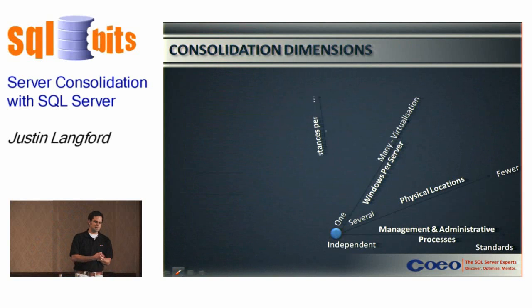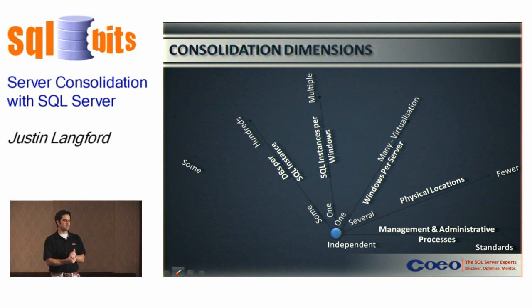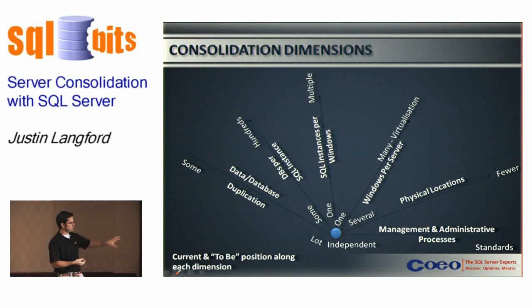So this slide covers the dimensions of consolidation, and if we assume the spot in the middle is where we are now, we can approach this project from a number of angles in terms of reducing the number of databases, increasing the number of SQL Server databases per instance, and increasing the number of instances per Windows host. And also we can consider increasing the number of Windows hosts per physical machine with virtualization.